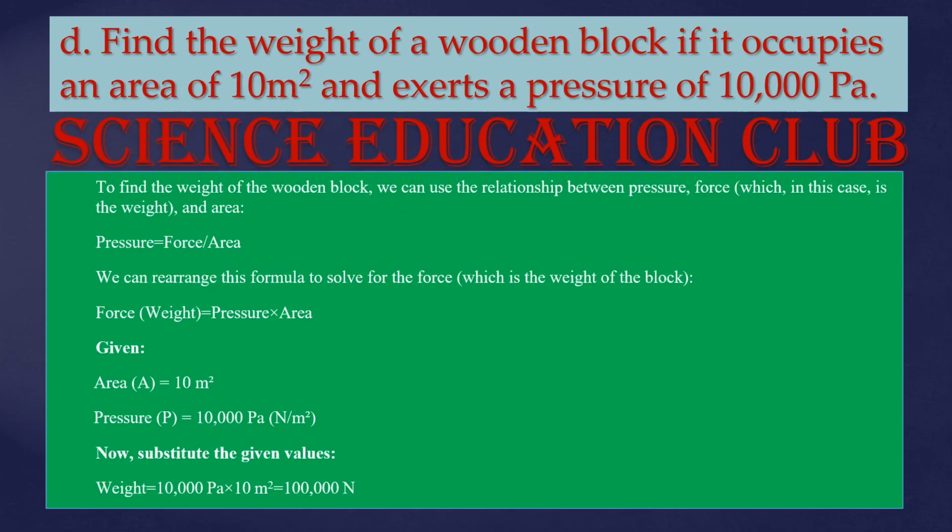Find the weight of a wooden block if it occupies an area of 10 square meter and exerts a pressure of 10,000 Pascal. So we use the formula pressure equals force divided by area and we calculate the weight as 100,000 Newtons.